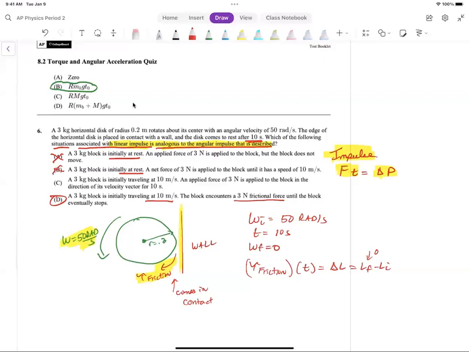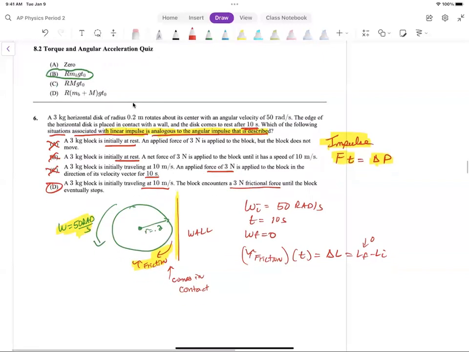See, it's initially traveling at 10 meters per second, and then somebody applies a force in the direction of the velocity. That's going to increase the velocity. So that's not what happened here. We applied a frictional force in the opposite direction so that we came to a stop. So that would be why the answer's D.